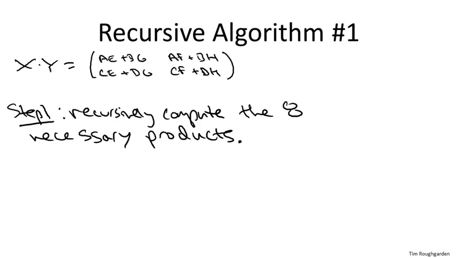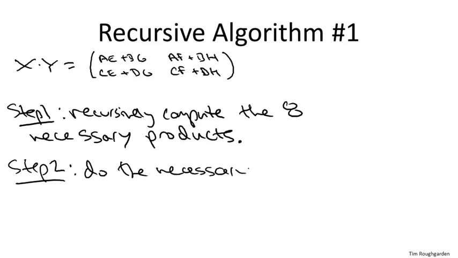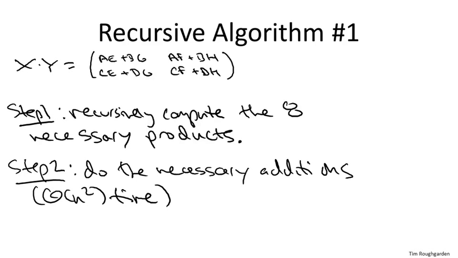Once those recursive calls complete, all we do is the necessary 4 additions. As we discussed, that takes time proportional to the number of entries in the matrix, so this is going to take quadratic time overall, quadratic in n, linear in the number of entries. Now, the question you should be asking is, is this a good algorithm? Was this good for anything, this recursive approach, splitting x and y into these blocks, expanding the product in terms of these blocks, and then recursively computing each of the blocks?